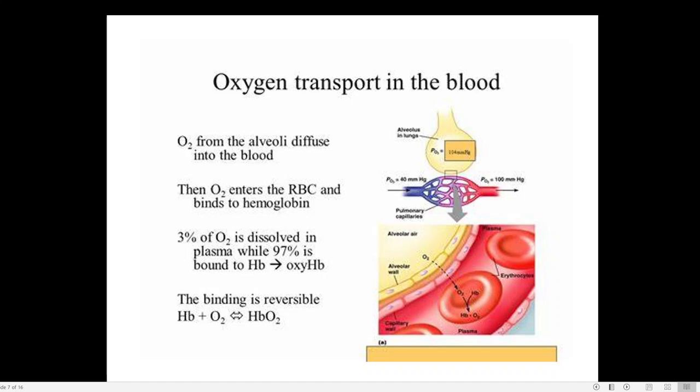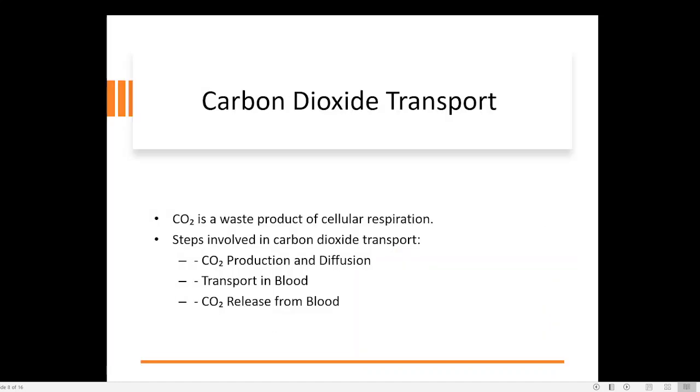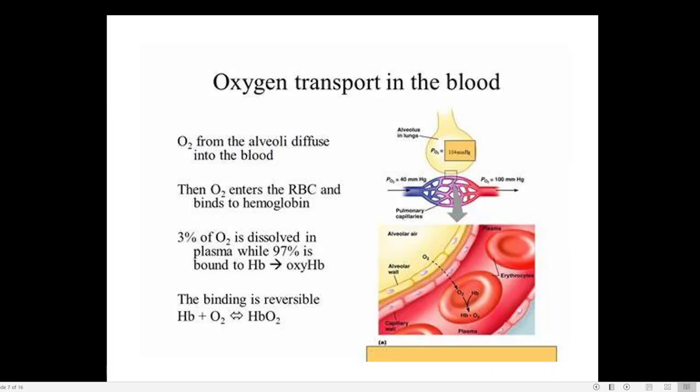oxyhemoglobin. And that oxyhemoglobin, you can see that its binding is reversible. The meaning is that hemoglobin can combine with oxygen, forming oxyhemoglobin, and oxyhemoglobin can split or dissociate to form hemoglobin and oxygen. That is why we call it a reversible process. So this is the idea: in the case of oxygen transport, there are two mechanisms. One is directly dissolving in the plasma, the second is by means of oxyhemoglobin.